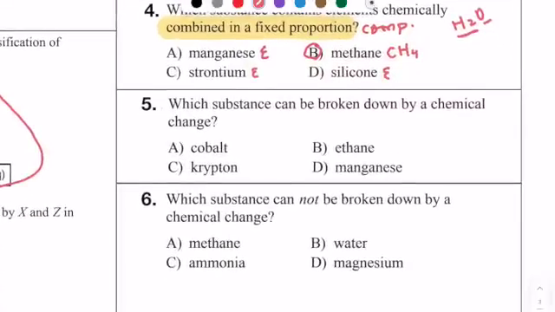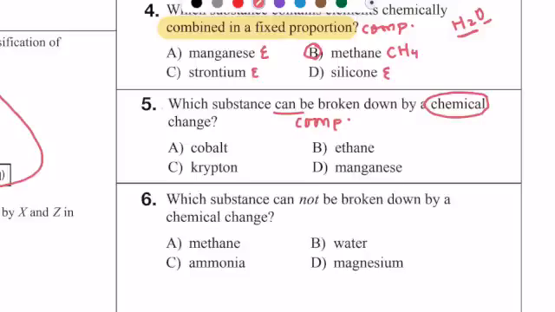Then for number 5, which substance can be broken down by a chemical change. So we are talking about something that can be broken down. So this refers to a compound. Now the reason why we only said a compound and not a mixture is because we are talking about separation by chemical means, meaning there is a chemical reaction that needs to occur to break down that thing.